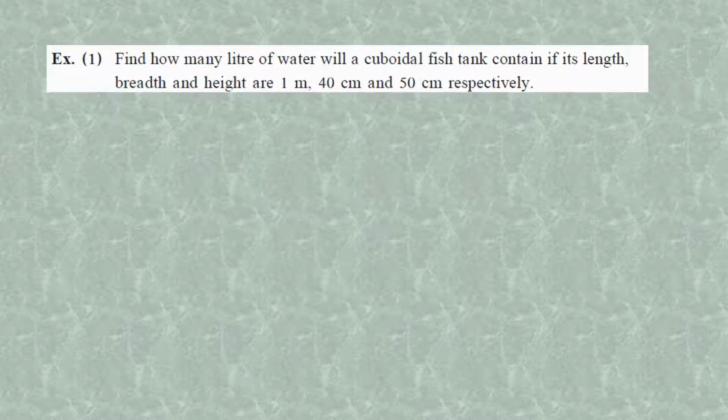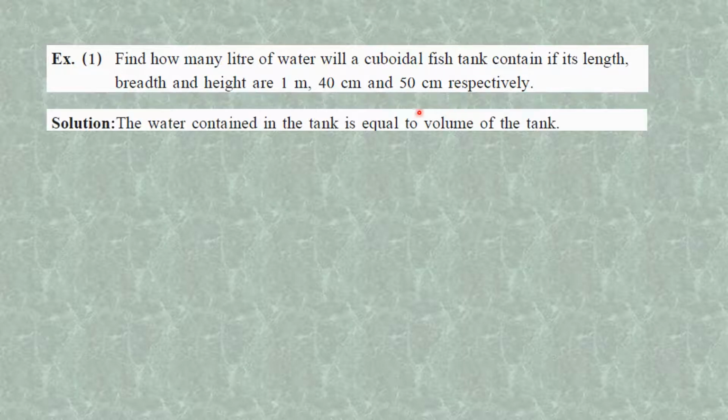Let us see one example. Find how many liters of water a cuboidal fish tank will contain if its length, breadth and height are 1 meter, 40 centimeters and 50 centimeters respectively. So let us see the solution. The water contained in the tank is equal to the volume of the tank. That means finding how much water the tank will contain is equivalent to finding the volume of that tank.